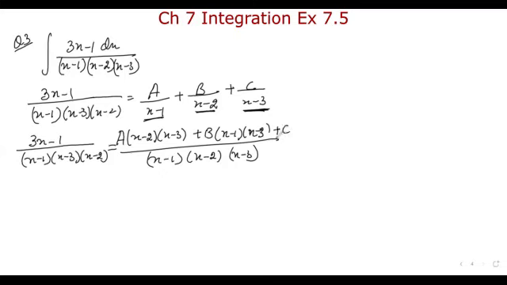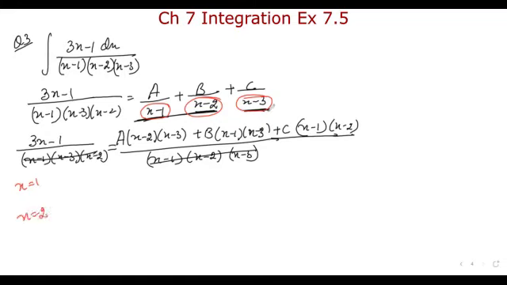When I take c, I will take these 2 values, x minus 1 into x minus 2. Very simple. Now this and this are going to cancel, not an issue. Now I will take the values of x from here and from here. When I take x minus 1 as 0, I get x as 1. When I take x minus 2 as 0, I get x as 2. When I take x minus 3 as 0, I get x as 3. This is a very simple way to find the values of a, b and c.